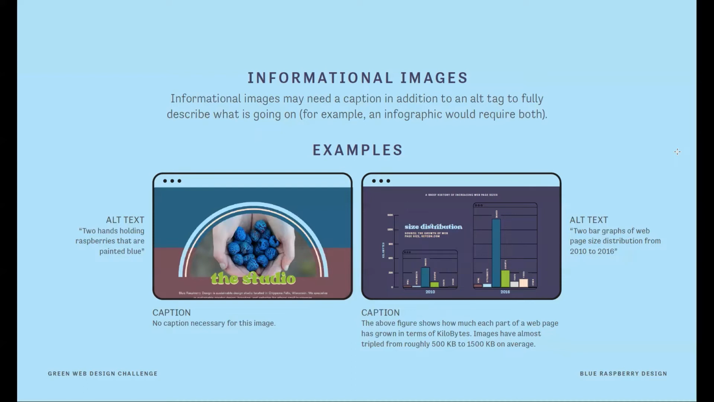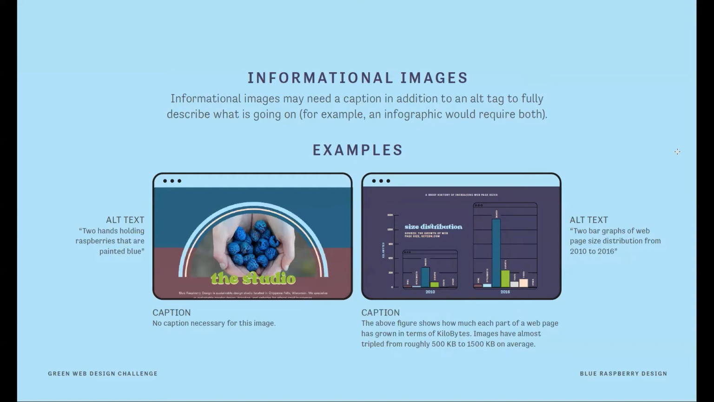On the right is an example where we start to get into territory where it's a huge image that has a lot going on, and just an alt tag is not going to cut it. If I was going to put this on my website, I would say in the alt text something like: two bar graphs of web page size distribution from 2010 to 2016. And then I would add a caption underneath that image. This would be seen by everybody, not just read by a screen reader, but users who don't have visual impairments would be able to read this as well.